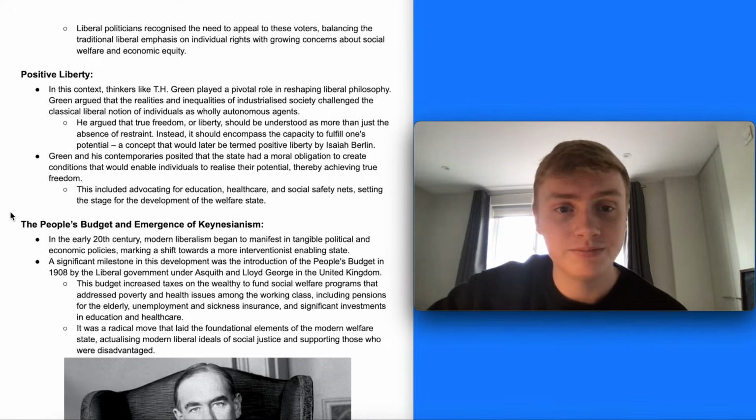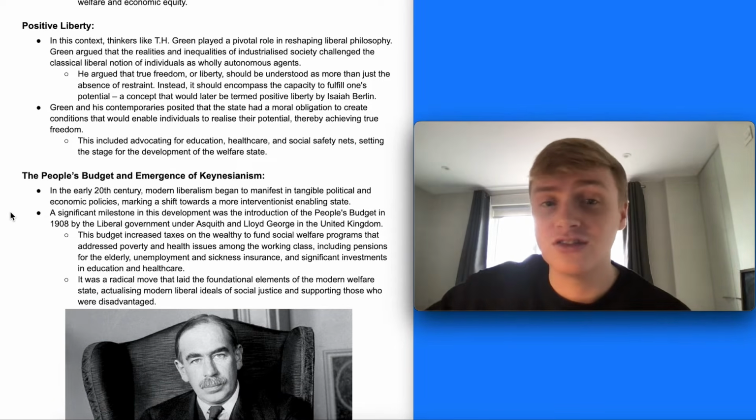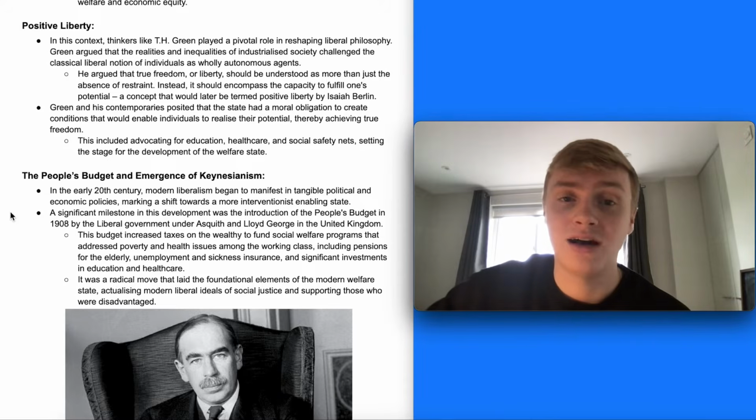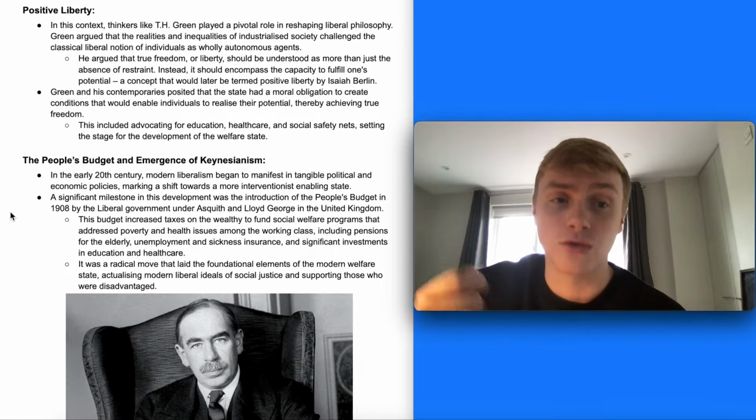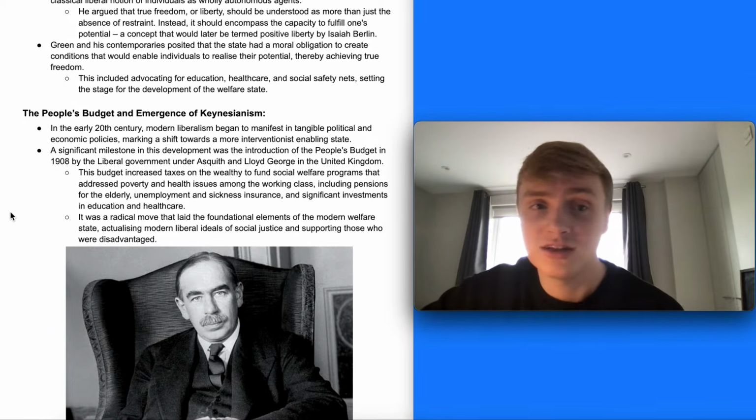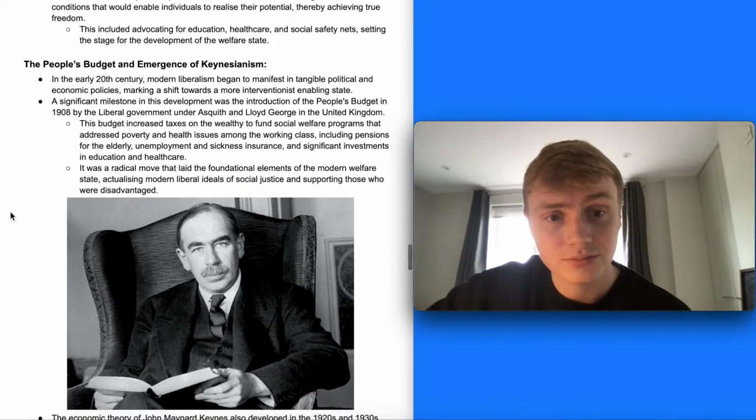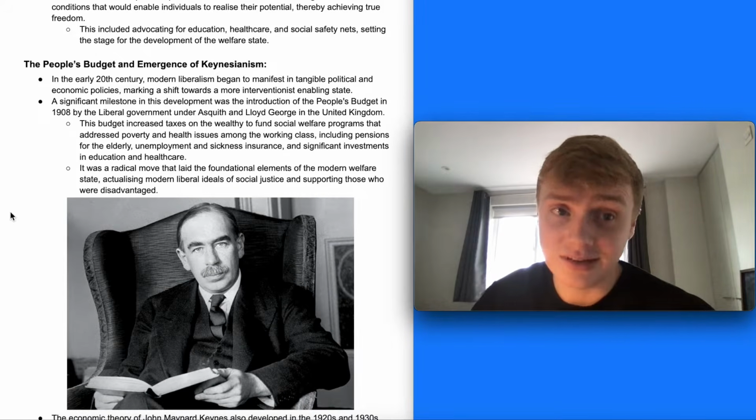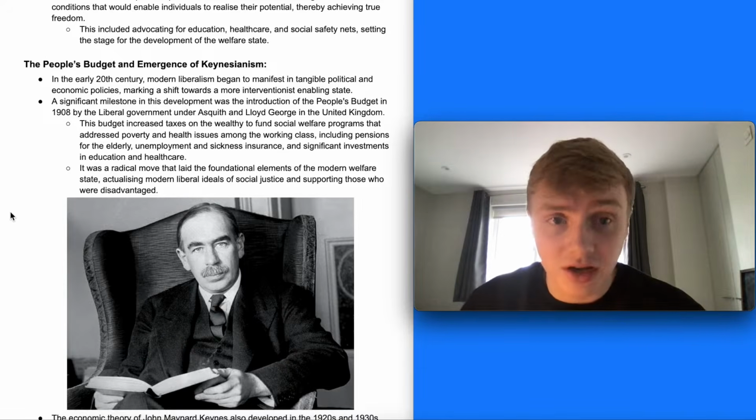That's not true freedom. And he therefore believed that the state had a moral obligation to create the conditions that would enable individuals to realise their potential, therefore achieving true freedom. And that included advocating for education, healthcare, social safety nets, and really setting the stage for the development of the welfare state. And you really see that in the early 20th century now with the Liberal government and the People's Budget, which was really important.